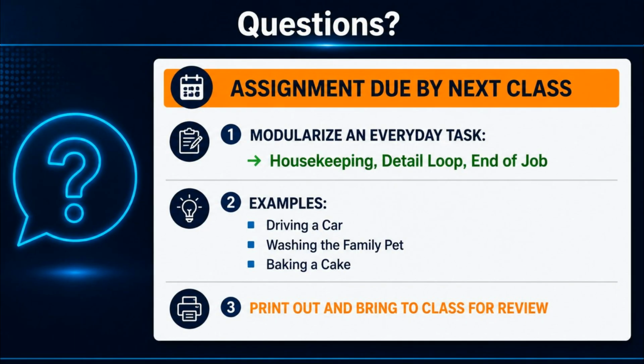Before next class, modularize an everyday task into its three parts: housekeeping, detail loop, and end of job. Pick something like driving a car, washing the family pet, or baking a cake, and break it into that same three-stage structure we've used throughout this chapter. Print it out and bring it to class for review.